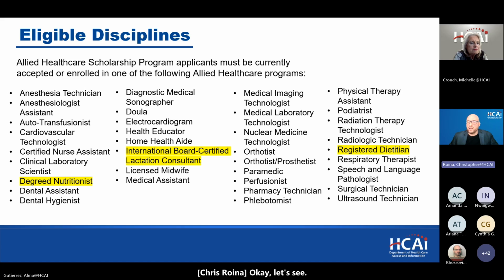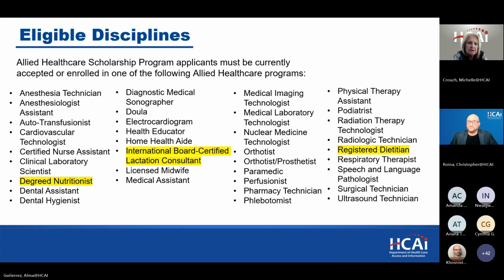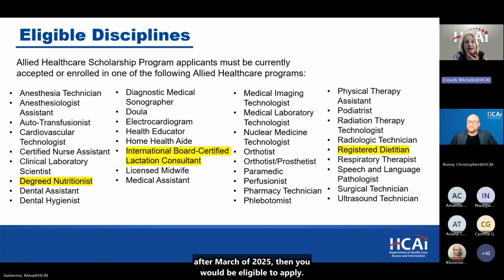I am in my last year of radiology tech program at community college, 2 years, and I began 8/7/23. I would work in a qualified area upon graduation. I checked the eligibility site, and it already says that I qualify. I just want to know if there's any additional forms I can submit to get additional points for the scholarship to have a better chance of being a funded applicant. Are you working now in a health professional shortage area? I would want to know that. And as long as you're graduating after March of 2025, then you would be eligible to apply.